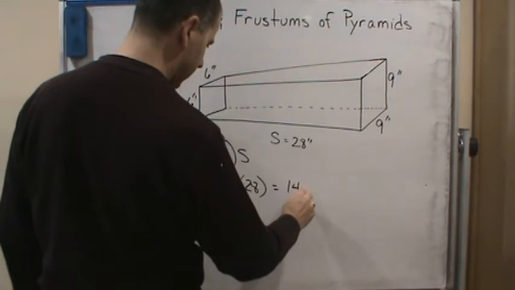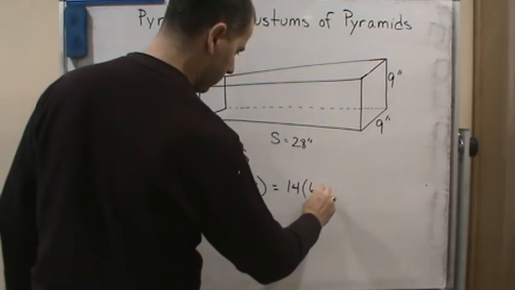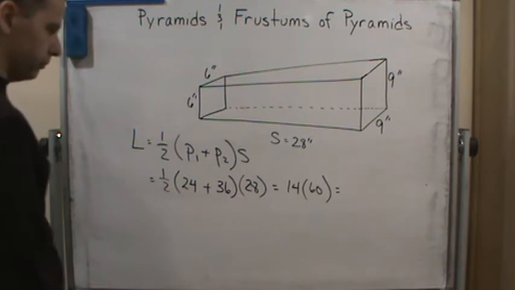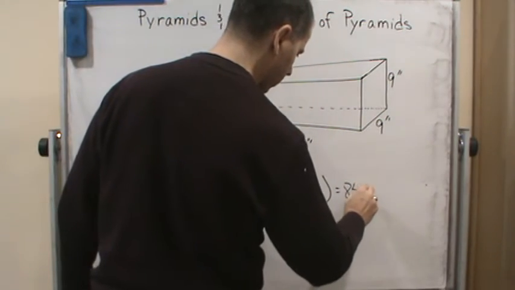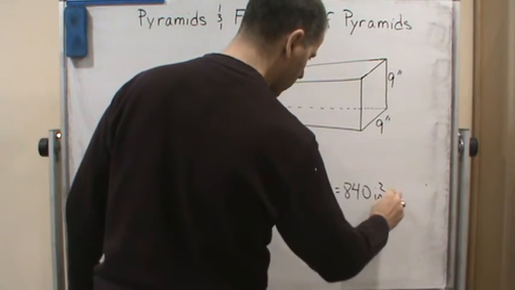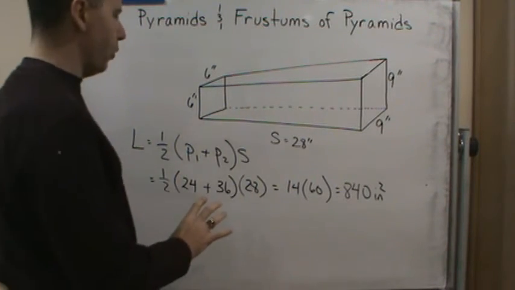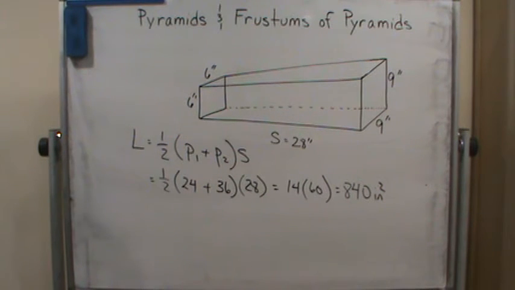We get 14 times what? 60. Okay? And so that's going to equal 840 square inches of surface area, lateral surface area. Okay, now we're not done. Okay? Remember the goal. What do they want? They want to know what the total weight of the sheet metal is to make this connection.